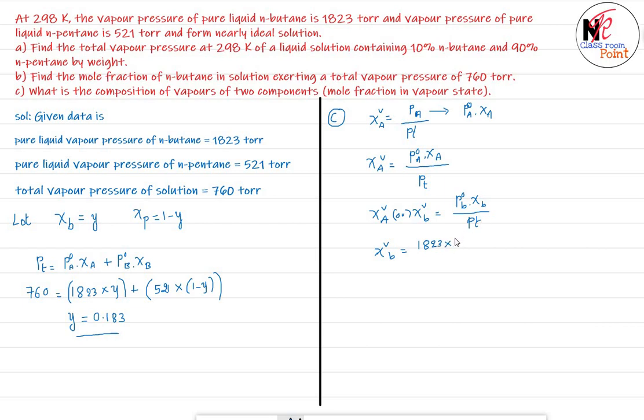It was calculated in option A as 0.122, divided by the total pressure, which was calculated as 679.84. By solving this, we get the mole fraction of butane in the vapor state as 0.327.